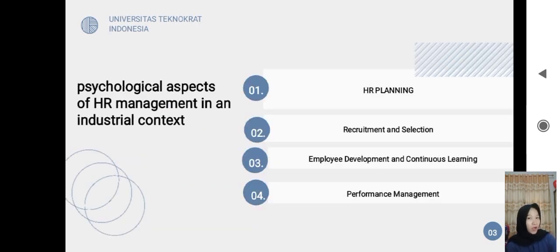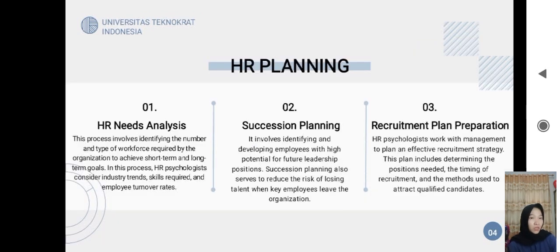Psychological aspects of HR management in an industrial context have 4 points. The first is HR planning. The second, recruitment and selection. The third is employee development and continuous learning. And the last point is performance management. First, we are talking about HR planning.